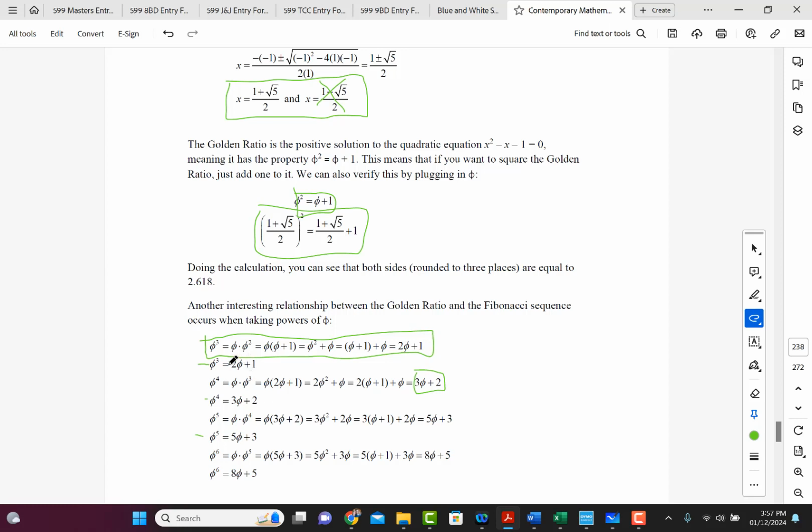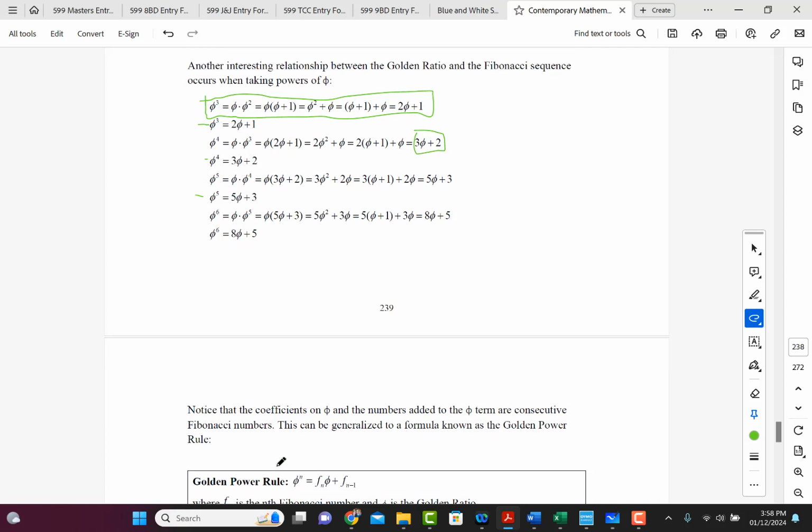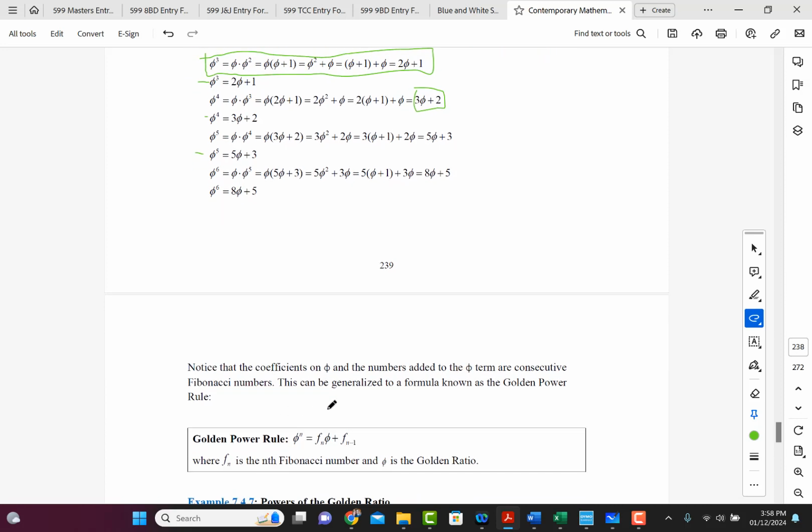Notice what's happening here. We get 2 plus 1, and then 2 plus 1 equals 3, and we have 3 plus 2, which is this one. And then 3 plus 2 equals 5, and then we have this one. And the next one is 8 plus 5. So what would be the next one? The next one would be 13 phi plus 8, right? And then 21 phi plus 13, right? And so on. So notice that the coefficients on phi and the numbers added to the phi term are consecutive Fibonacci numbers.